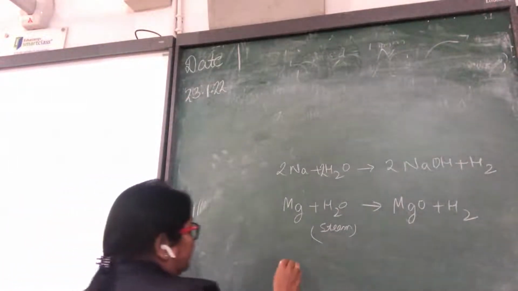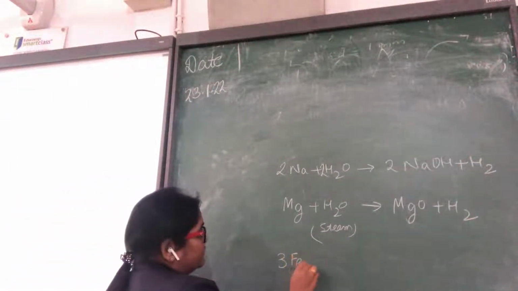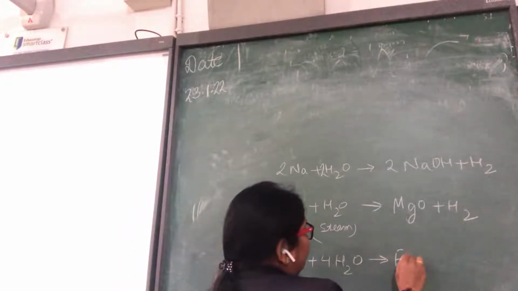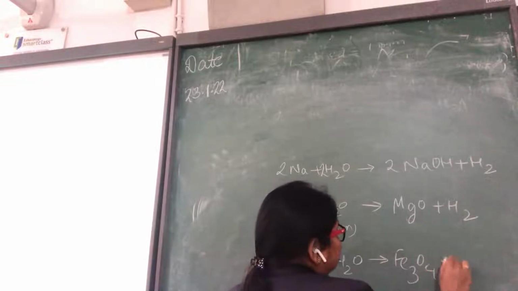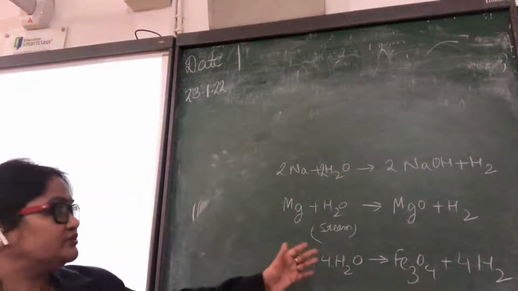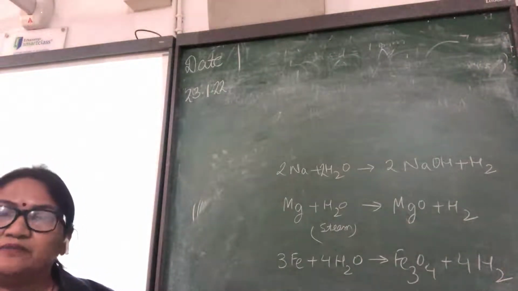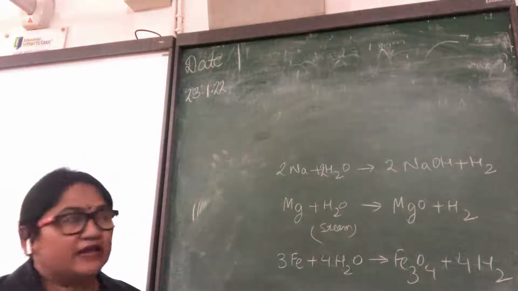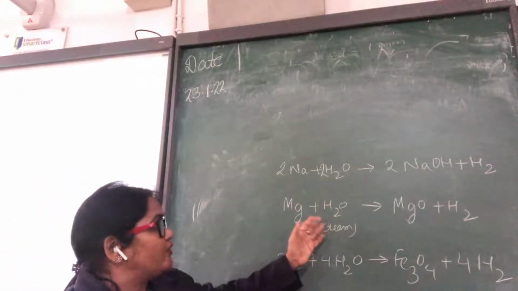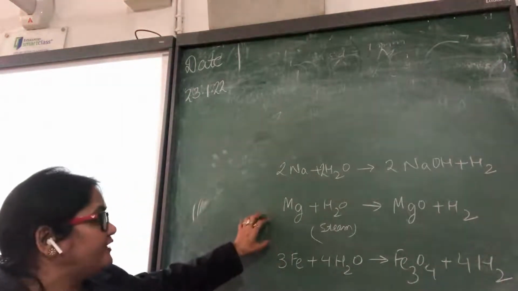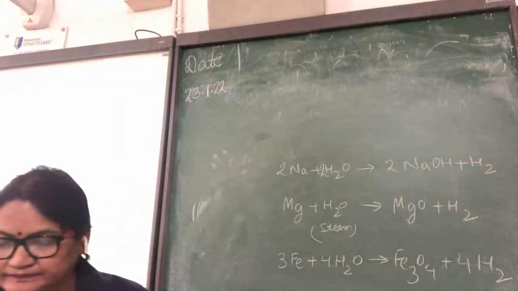Another method, if you are taking iron: 3Fe plus 4H2O will give Fe3O4 plus 4H2. So in this way also hydrogen gas can be formed. We can prepare hydrogen by all these methods. Here we are taking steam because magnesium is not very reactive. So you have to remember why we are taking steam here.